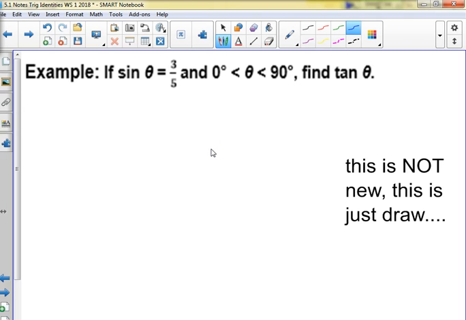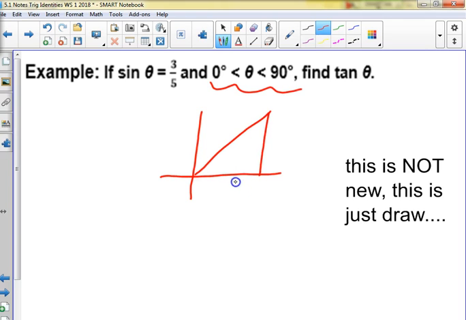All right. There are some questions on your homework. I think I only assigned maybe one that deals with this, okay? This is not anything new. This is just draw the triangle. What they wanted you to do is, if this is true, can you find the tangent using an identity? I don't ever use the identities to do these. I just draw them. This tells me to draw it in quadrant 1, right? The sine is opposite over hypotenuse. I do the Pythagorean theorem and I get a 4. It wants the tangent, opposite over adjacent.